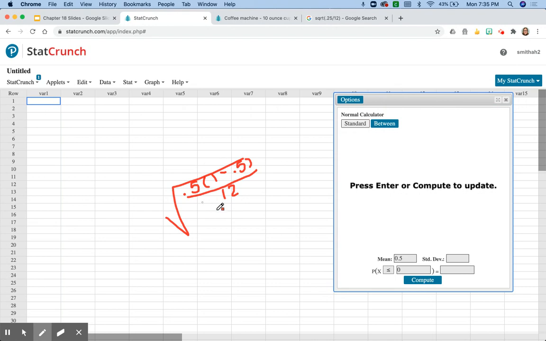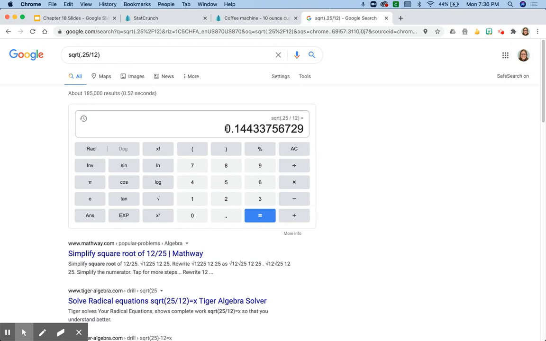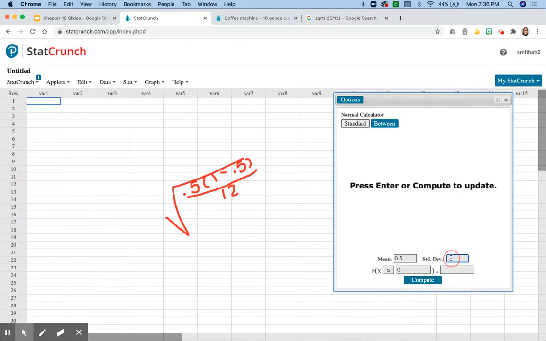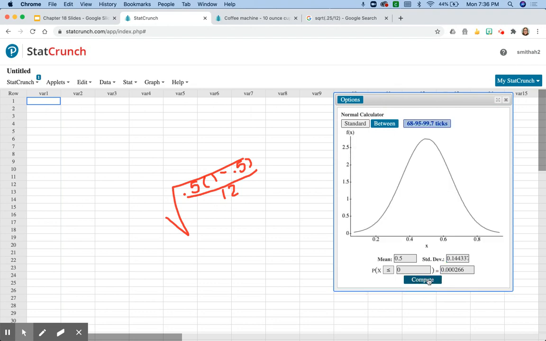And if I calculate this, let's see, 0.5 times 1 minus 0.5, 0.5 times 0.5 is 0.25. And so then 0.25 divided by 12, and then square root that, and I'm just going to type that in there. It's this decimal. So that's my standard deviation. So I'm going to put that in there and then click compute.